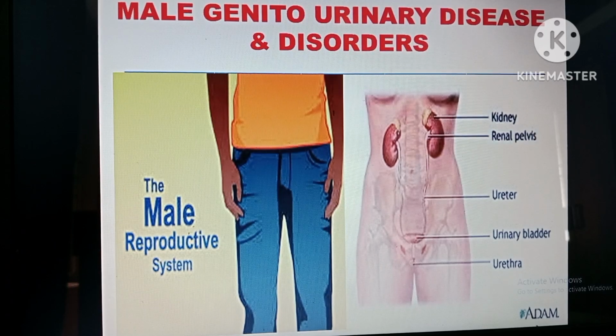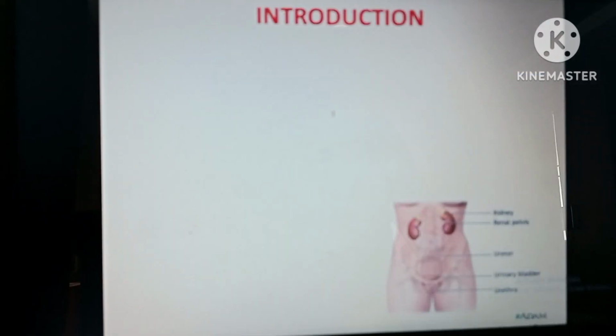Hello student, today we will discuss a new chapter, that is male genitourinary diseases and disorders. Before we move on to any disease or disorder, let us brush up on the anatomy and physiology of the system. Last year you studied it; if you know anatomy and physiology very well, it is very easy to understand the disease.